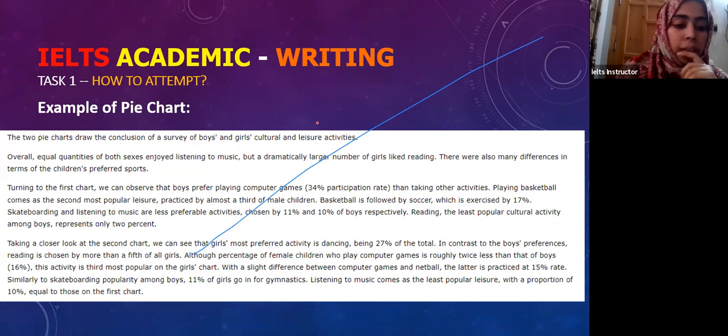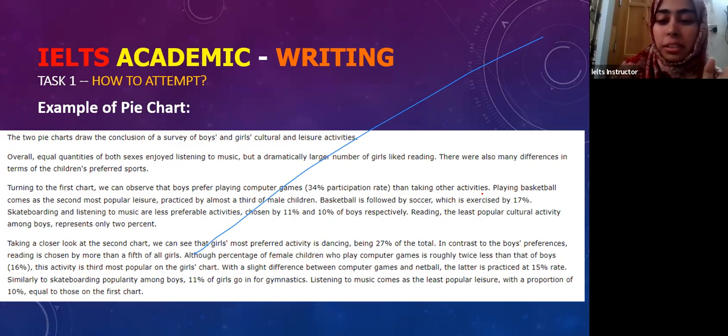All right. Then you will write a paragraph about each of the pie charts. Okay. For example, returning to the first chart, we can observe that the boys prefer playing computer games, 34% participation rate, than taking a cultural activity. तो उन्होंने सबसे पहले जो सबसे important चीज थी जो सबसे ज्यादा की जा रही थी उसके बारे में mention कर दिया. Okay. Playing basketball comes as the second most popular activity, practiced by almost a third of male children. And basketball is followed by soccer, which is exercised by 17%. Skateboarding and listening to music are less preferable activities.